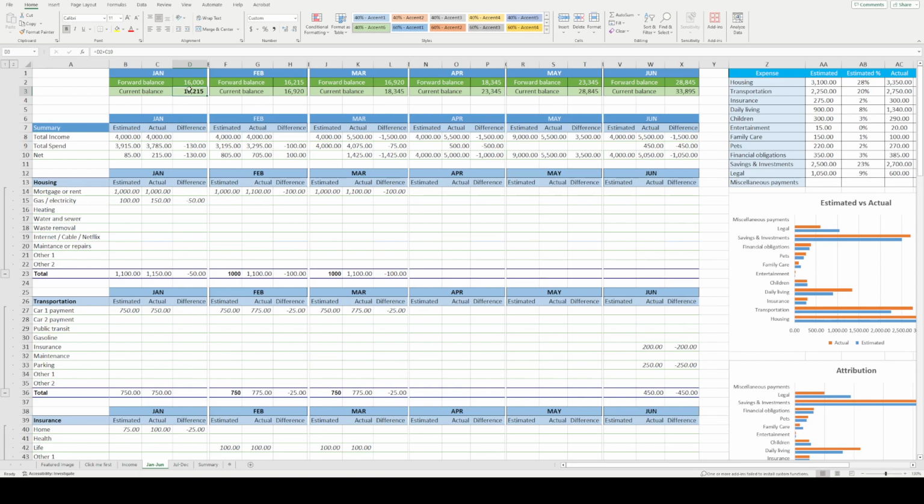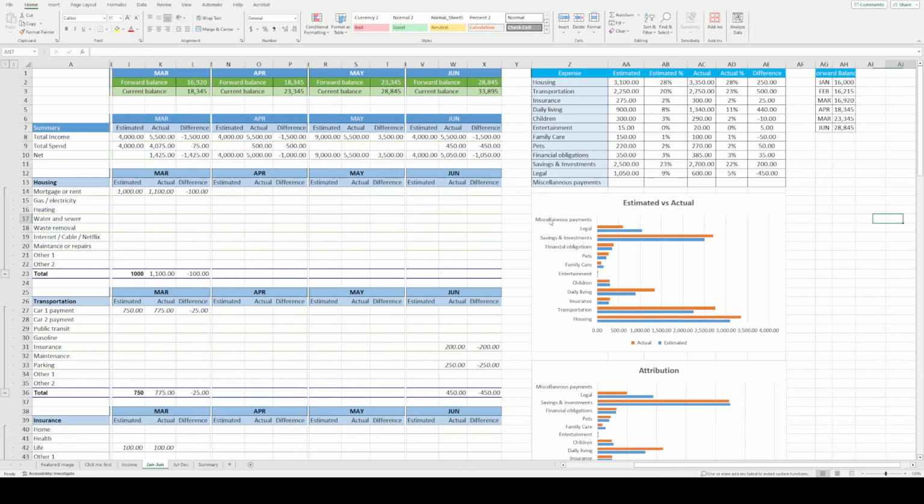So you started with 16 grand in cash. Now we have 16,215. And that goes for every month. Okay, so let's look at the tables for a little bit.